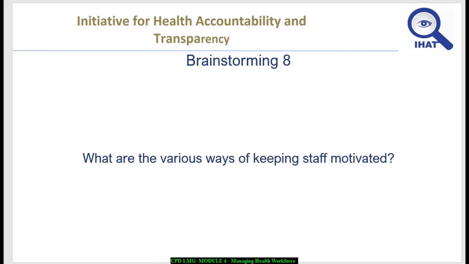Having understood the meaning of staff motivation, what are the various ways of keeping staff motivated? You may also need to pick a pen and note some of the key issues based on your understanding of factors or those things that can boost staff motivation.